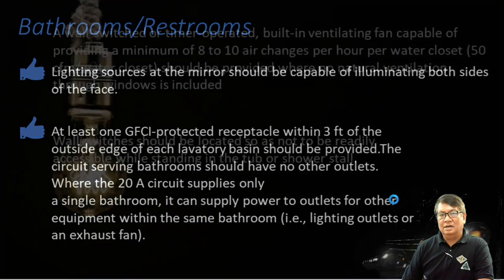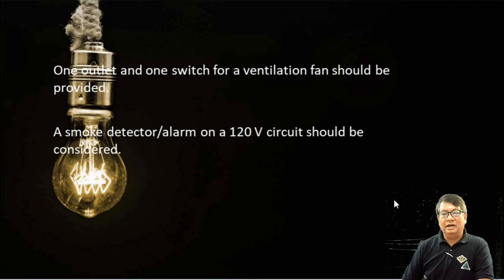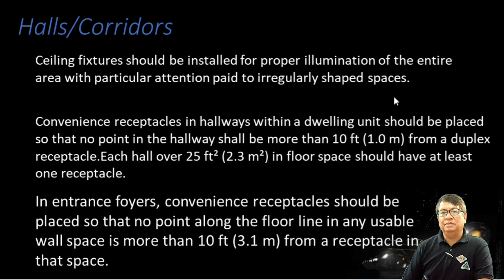Okay, go over with this one, no? And in laundry areas also. So these are the things that you're going to require and consider. Okay, so halls and corridors, ceiling fixtures should be installed for proper illumination. Convenience receptacles also. Every 10 feet we have our outlet. So we have also our entrance fires.